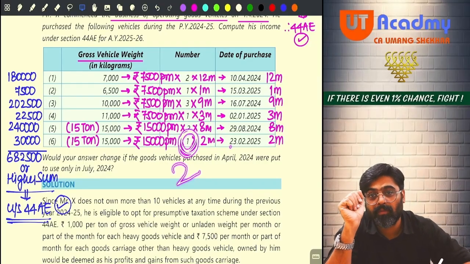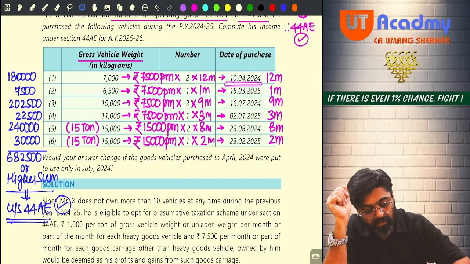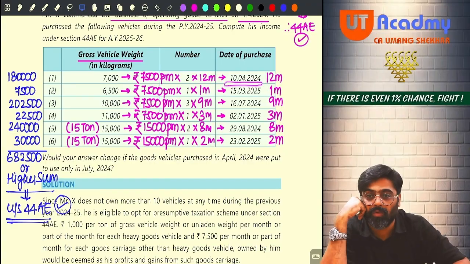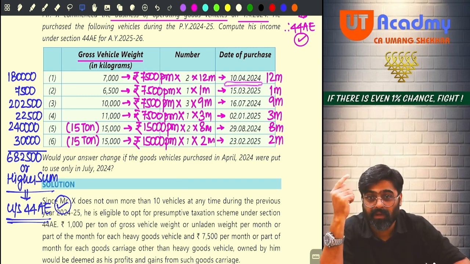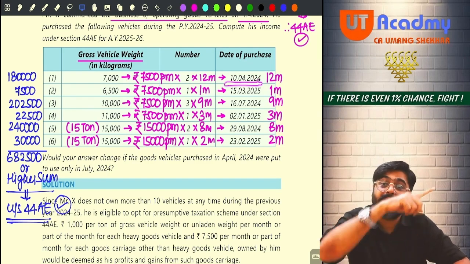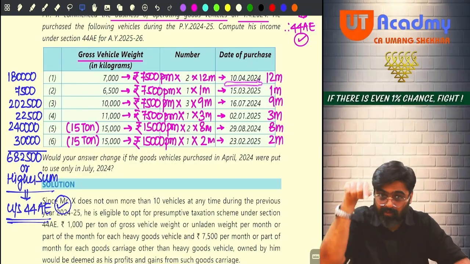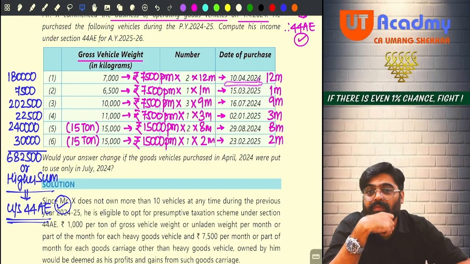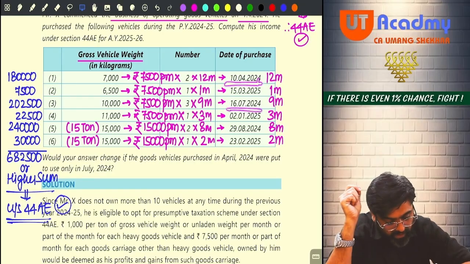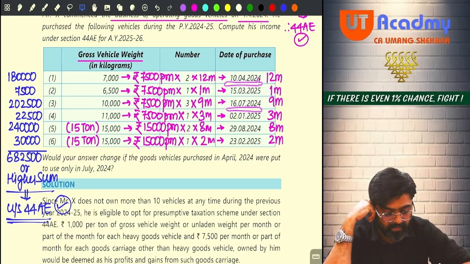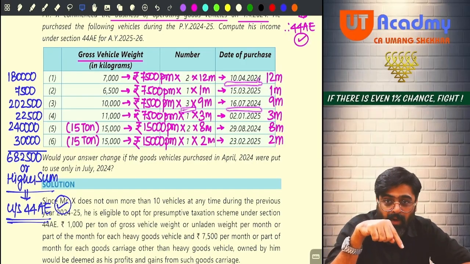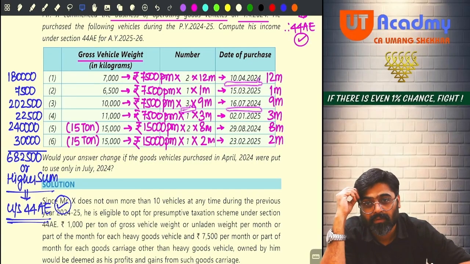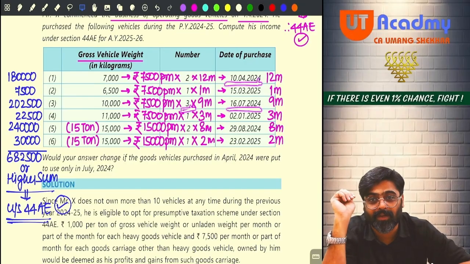When will the first vehicle be bought? April. In April, how many vehicles did you buy? Two. So you are the owner of two vehicles during the year. More than 10? No. Then after April, you are going to buy in the month of July. How many are you buying? 3. So 2 you already had. July 3 bought, so total ownership 5. Still it is not more than 10.